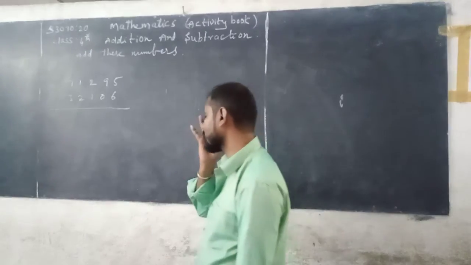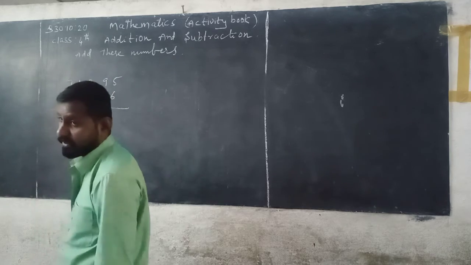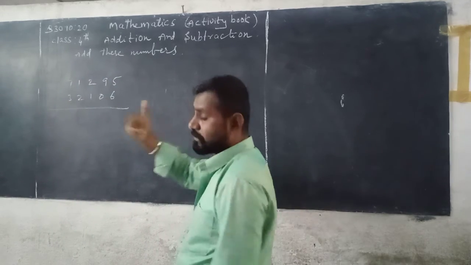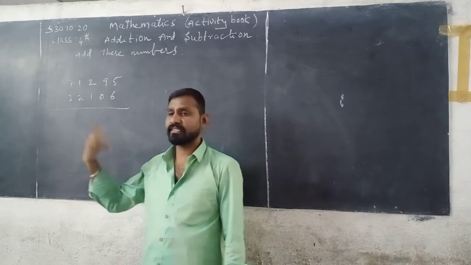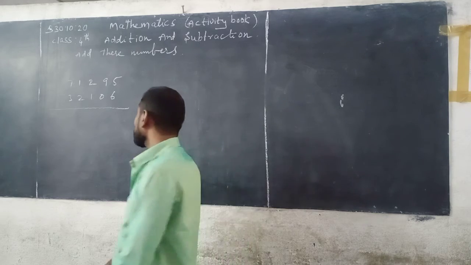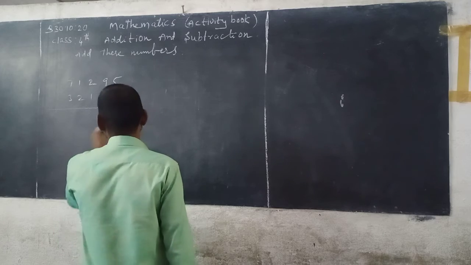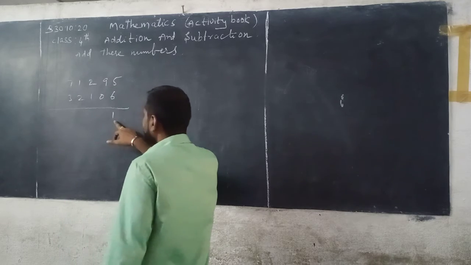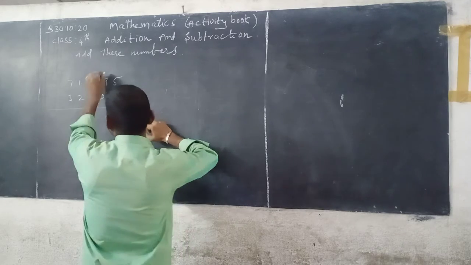How many places? Count: ones, tens, hundreds, thousands, 10,000. So first add the digits in the ones place, next the tens place, next the hundreds place, thousands place and 10,000 place respectively. See, first add the digits in the ones place, that is 5 plus 6, you get 11. 1 taking, write down in the ones column and 1 is carrying to the tens place.